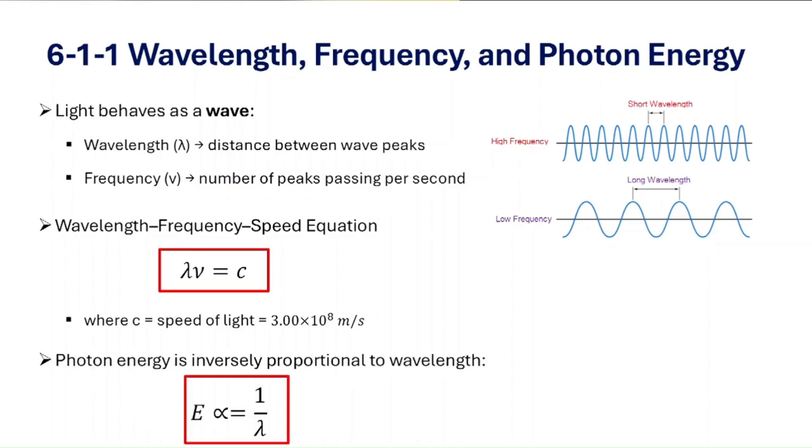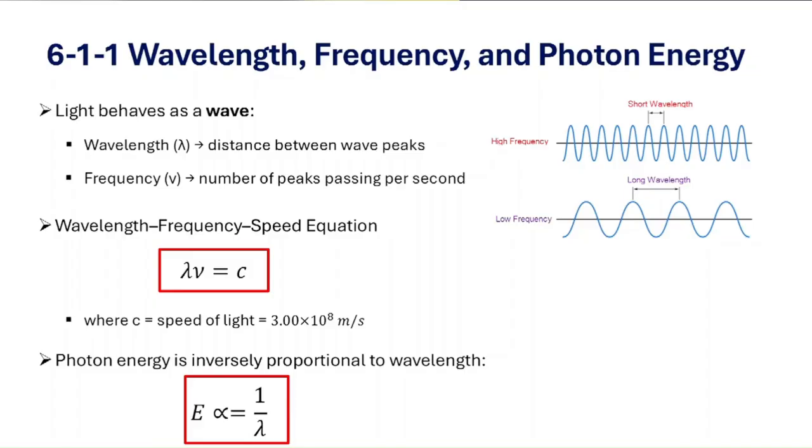Now here's where the wave-particle duality comes in. Light doesn't just behave like a wave. It also behaves like a stream of particles called photons. And each photon carries energy, and that energy is inversely proportional to its wavelength lambda. So shorter wavelength photons like X-rays carry more energy. When lambda decreases, E increases, right? And longer wavelength photons like radio waves carry less energy.